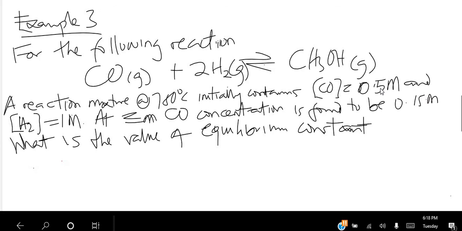So another example we want to consider is this. Given this reaction, where we have CO plus 2 molecules of hydrogen gas giving this product. This reaction contains concentration of CO to be 0.5 and hydrogen to be 1. At equilibrium, the concentration of CO is found to be 0.15 molar. What is the value of the equilibrium constant? So in this case, we are looking for the equilibrium constant.